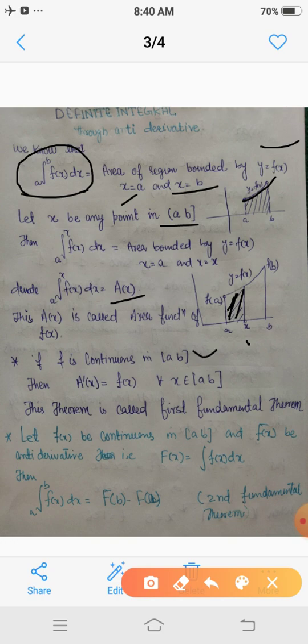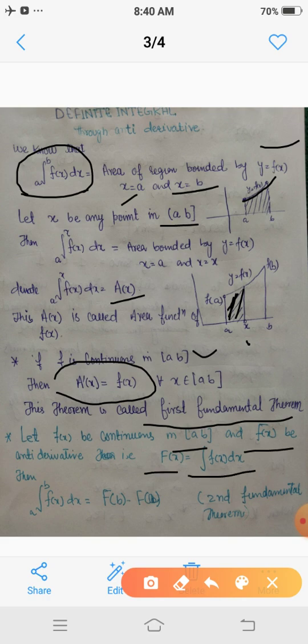Now if f is continuous in [a, b], then the derivative of this area function is always equal to the integrand, that is, f of x. This theorem, which gives A dash of x equals f of x, is called the first fundamental theorem of calculus. Now if f is continuous in the interval a to b and capital F is its antiderivative, that is, F of x is the indefinite integral of small f x, then the definite integral from a to b of f dx is always equal to F of b minus F of a.